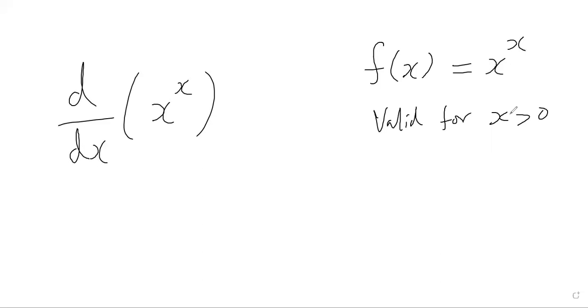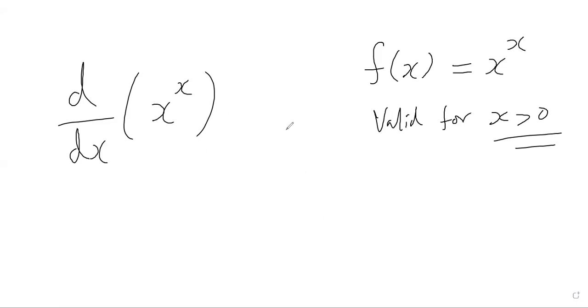Firstly, if x was 0, then 0 to the power of 0 is not really defined, to be honest. And for x values less than 0, you would get negative numbers to the power of negative numbers, which could involve complex numbers, and we don't want that. We're only dealing with real variables and real valued functions in these videos so far. So this function is just defined for x greater than 0, and we're differentiating it for x greater than 0.